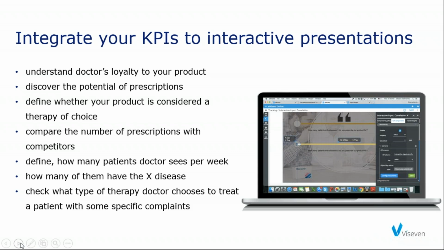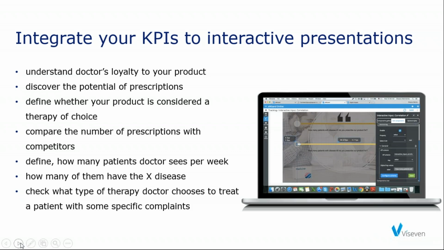Talking about advanced monitoring, all those interactive elements like sliders, charts, and so on help you to get deeper customer insights. For example, they can be as follows. Capturing data from questionnaires, you can understand doctors' loyalty to your product, discover the potential of prescriptions, define whether your product is considered as a therapy of choice, and compare a number of prescriptions with the competitors, etc.